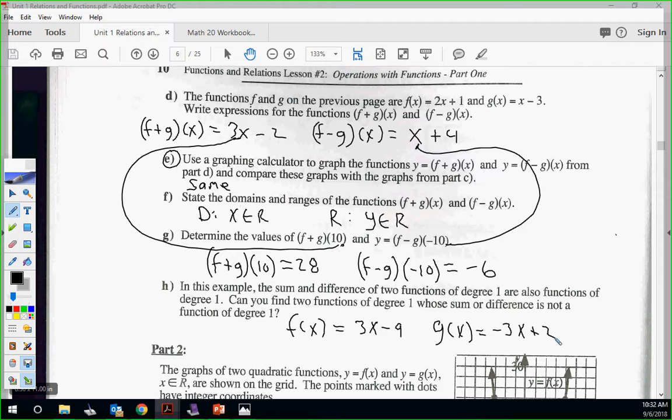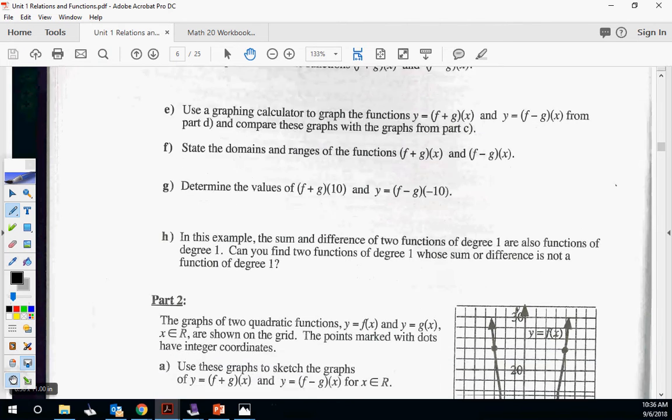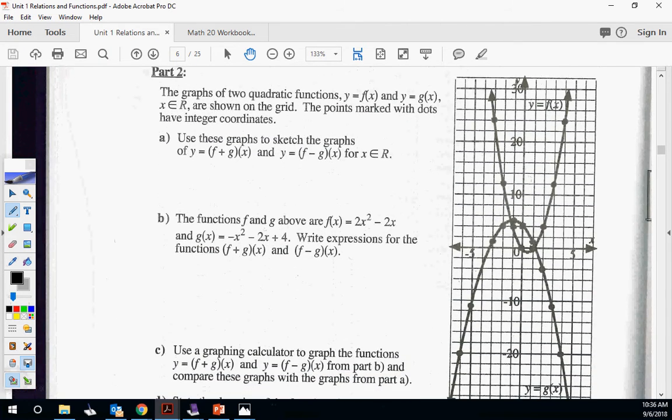Now we get to the part where you guys were really looking frustrated yesterday. At the end, you're also wore out. And we're going to the quadratic part. Okay, so we're going to the parabolas.